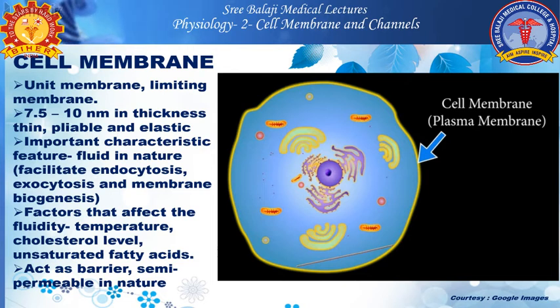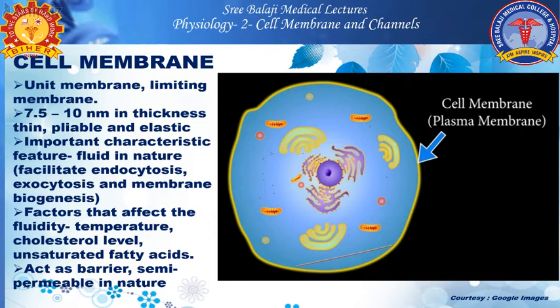Coming to the thickness of the cell membrane, it is about 7.5 to 10 nanometers in thickness. It is a very thin layer which is very pliable and elastic in nature. So our cell membrane is naturally fluid, semi-fluid in nature. Because of this fluidity, it is able to mobilize easily. What is the significance of this fluid nature? It facilitates endocytosis. Hope you know about endocytosis. Any substance that wants to get into the cell enters via this process, endocytosis.